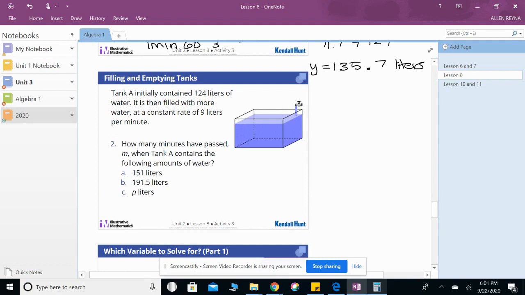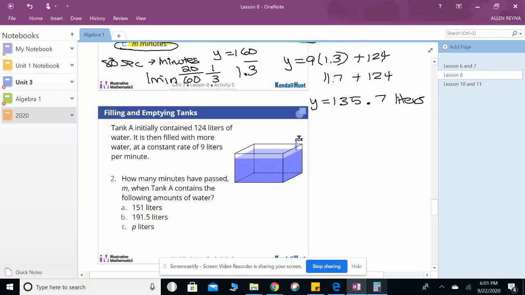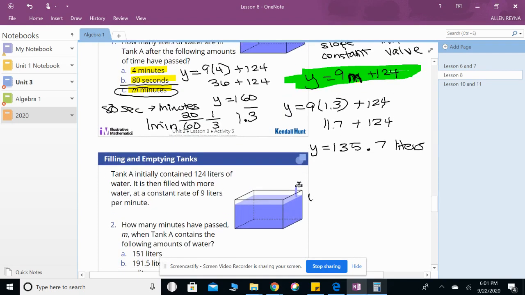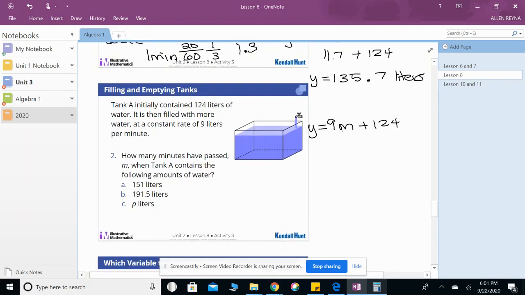Now this one says, how many minutes have passed when tank A contains the following amounts of water? Wait a minute. Now they want us to solve for the minutes. Before we were talking about how many liters of water were in the tank. So let's rewrite this. So it started out with y equals 9m plus 124. We have to get our minutes by itself now, okay? We subtract 124 from both sides.